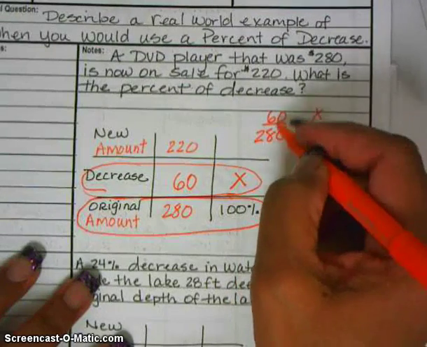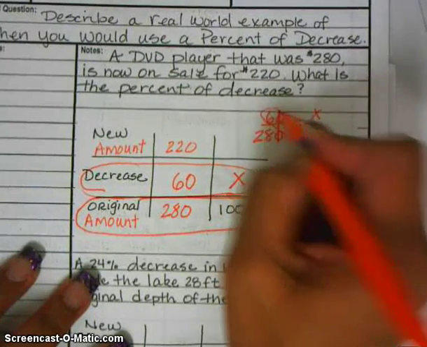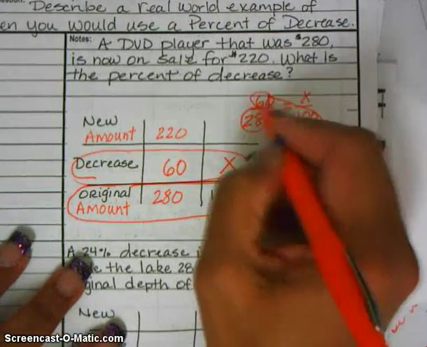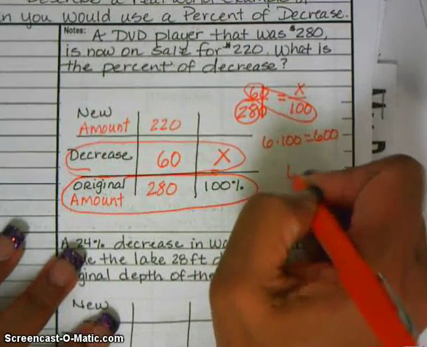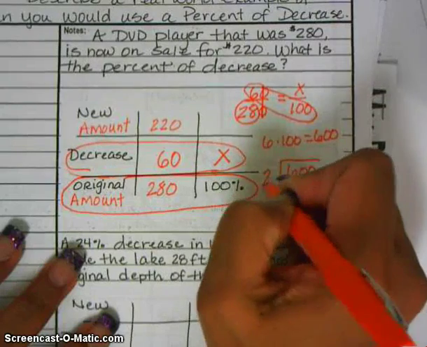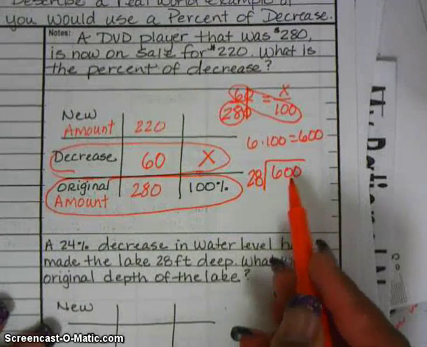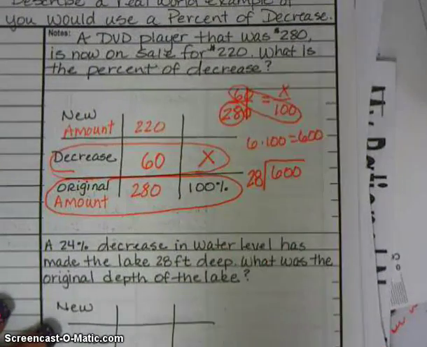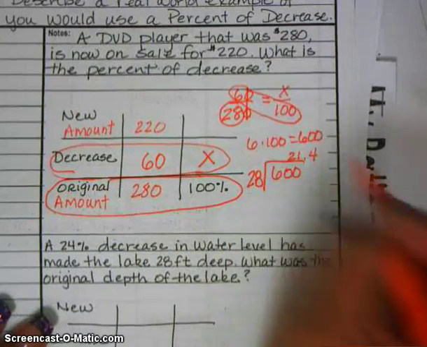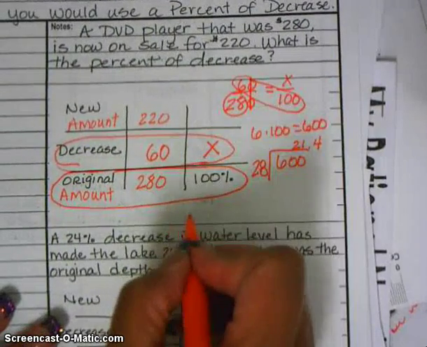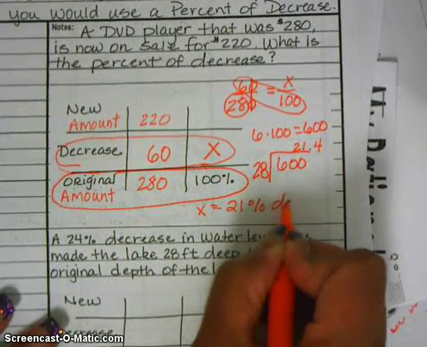Now I notice that I have two zeros here that I can take out. So now when I cross multiply, my numbers are going to be a little bit smaller. So I'm going to multiply 6 times 100. That gives me 600. And I'm going to take the 600 and I'm going to divide it by 28. Now you're going to be able to use your calculator. So when you divide 600 divided by 28, you're going to get 21.4. We're going to round all of our answers to whole numbers. So my X is going to equal about 21% decrease.